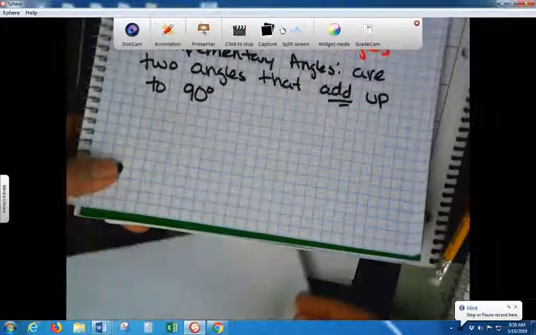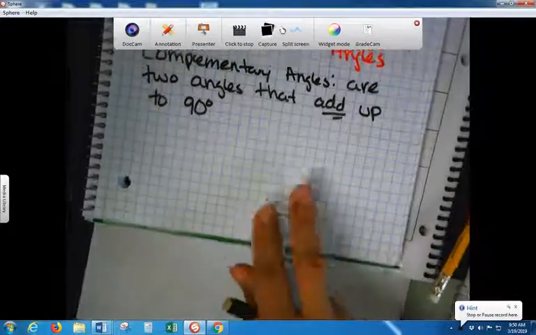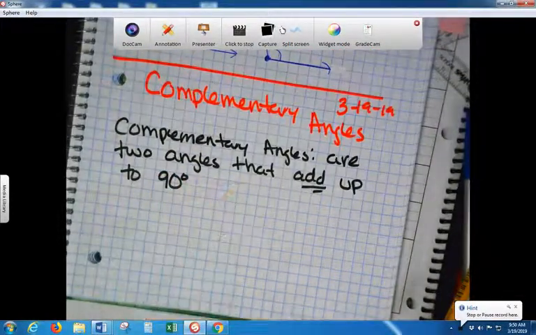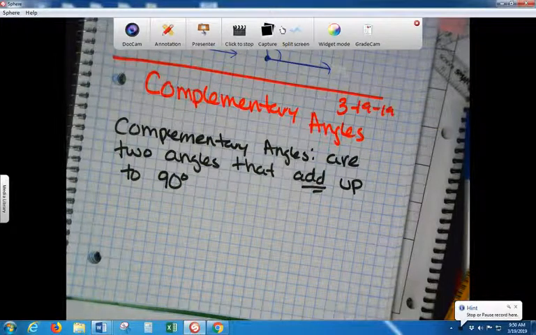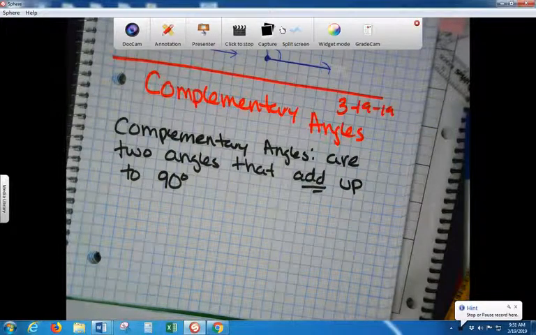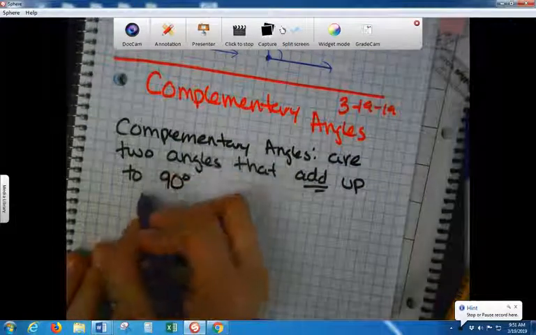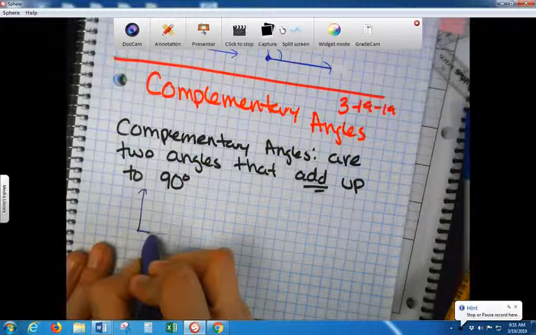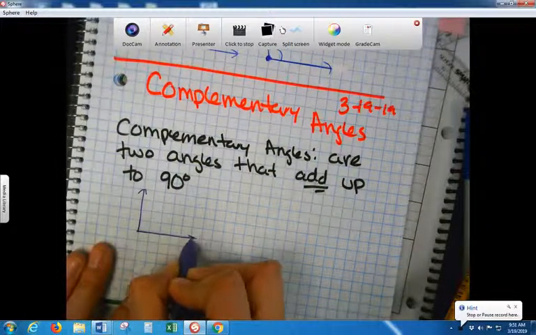All right, so ladies and gentlemen, we're going to talk about complementary angles. Complementary angles are two angles that add up to 90 degrees. Now, what does a 90-degree angle look like? Yeah, like the corner of your piece of paper, half a square you said. Okay, so let's draw that. Corner of a square. So here is my 90-degree angle.